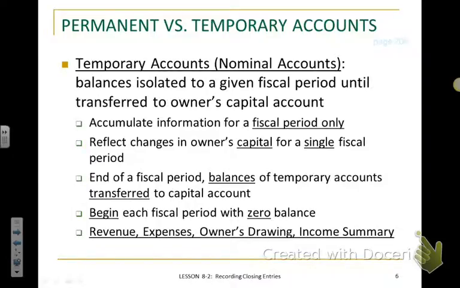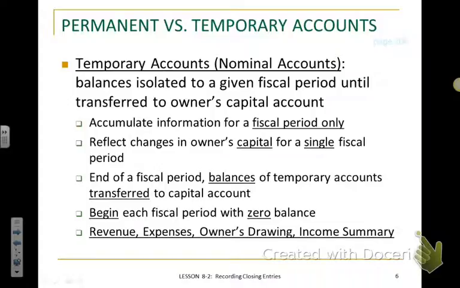Then we have what we call temporary accounts or nominal accounts. The balances for those accounts are isolated for a specific period of time. Our fiscal period, whatever that fiscal period might be. They accumulate the information for that account during that fiscal period only. And then those changes in those accounts are reflected in our capital account at the end of the fiscal period. At the end of the fiscal period, the balances for the temporary accounts are totaled up and transferred to the capital account. Therefore, we begin each fiscal period for our temporary accounts with a zero balance.